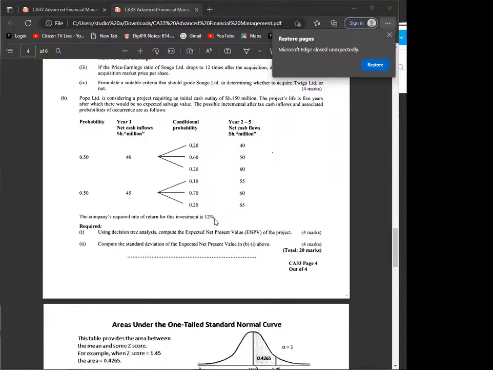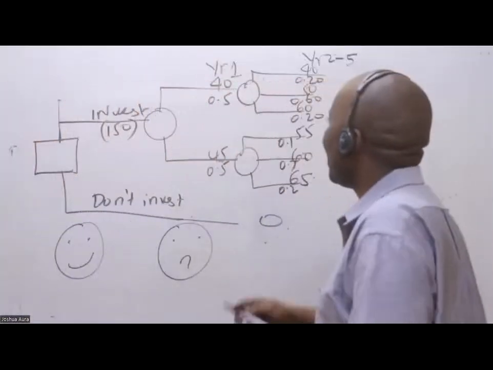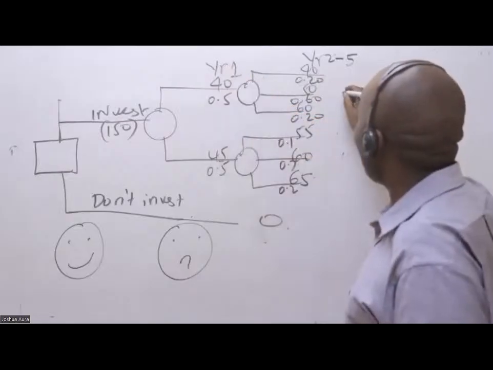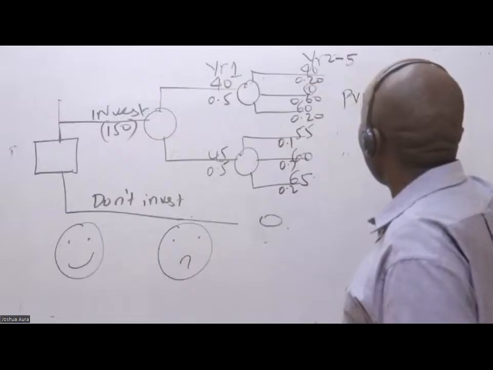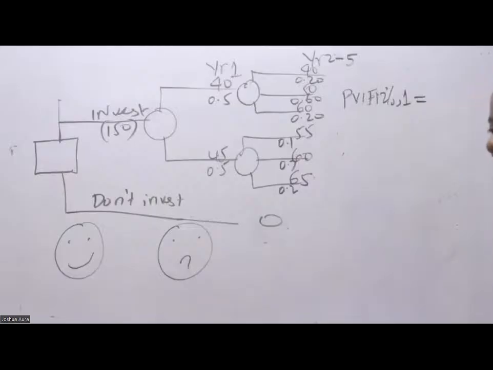So here they gave us 12%. So could you kindly do me a favor? I need some discounting factors here. I need for year 1. So please, for year 1, I need you to give me PV 12% end of year 1.